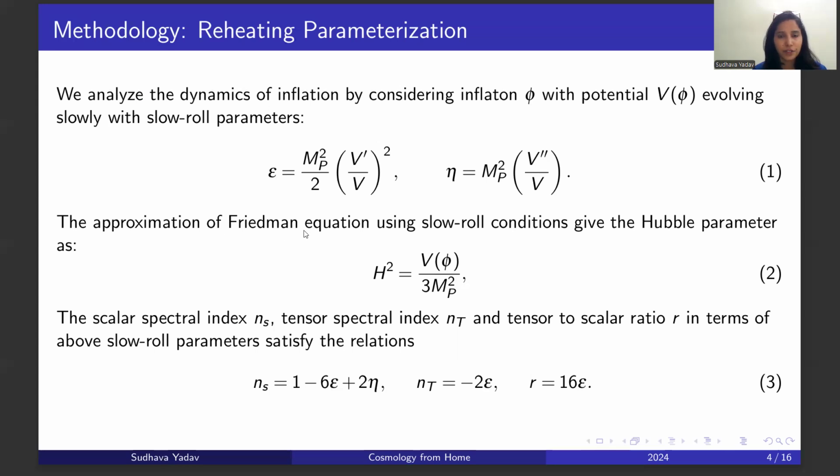Then the famous Friedmann equation is written using the slow-roll approximation, and this gives the condition for the Hubble parameter, H squared equal to V by 3 Mp squared. Then three more parameters, the scalar spectral index ns, the tensor-to-scalar ratio r, and the tensor spectral index nt, are written in terms of the slow-roll parameters: ns equal to 1 minus 6 epsilon plus 2 eta, nt equal to minus 2 epsilon, and r equal to 16 epsilon.